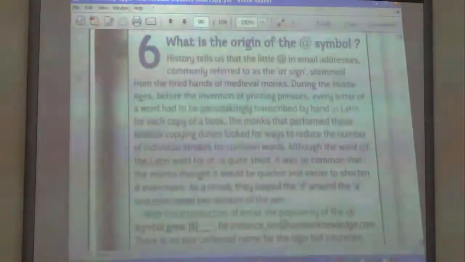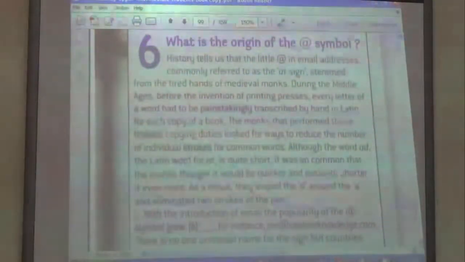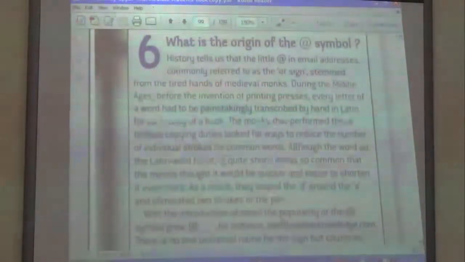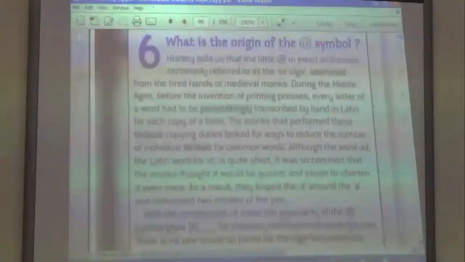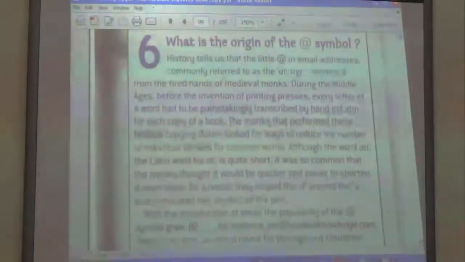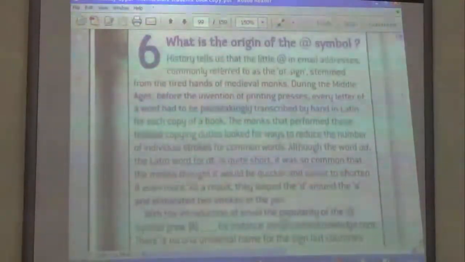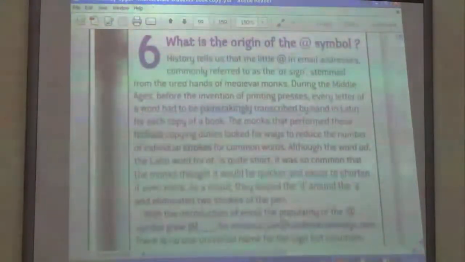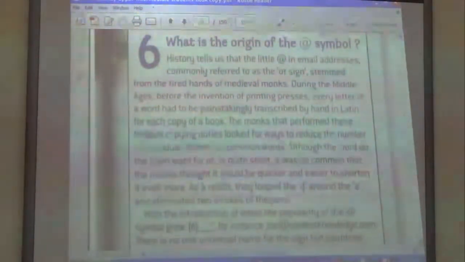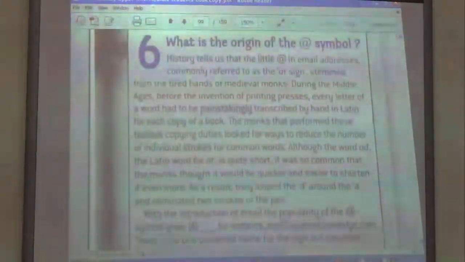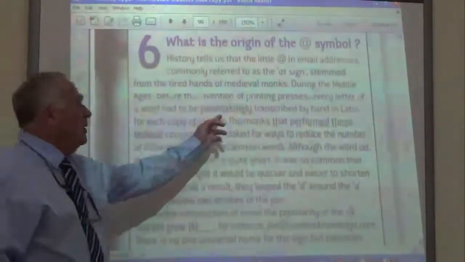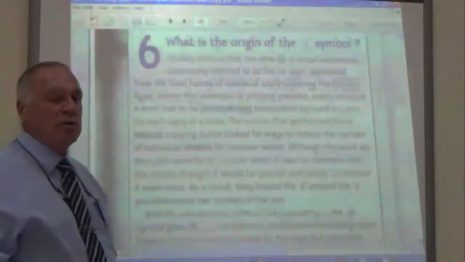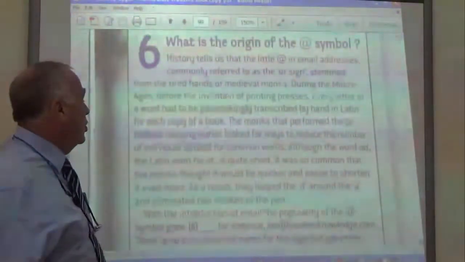History tells us that the little @ in email addresses, commonly referred to as the @ sign, stemmed from the tired hand of medieval monks. During the Middle Ages, before the invention of printing presses, every letter of a word had to be painstakingly transcribed by hand in Latin for each copy of a book. Painstakingly means carefully and slowly, to make sure there were no errors or no mistakes, and it was very clear.